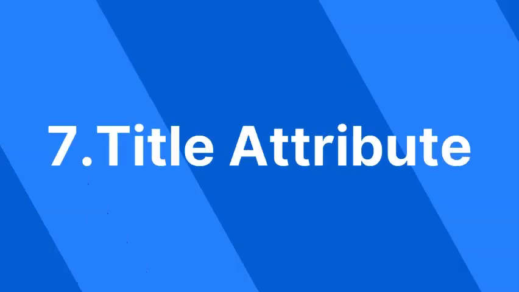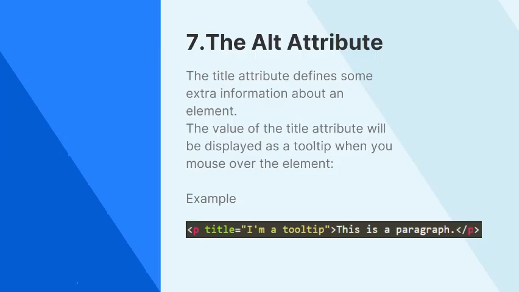Number 7, the title attribute. The title attribute defines some extra information about an element. The value of the title attribute will be displayed as a tooltip when you mouse over the element.